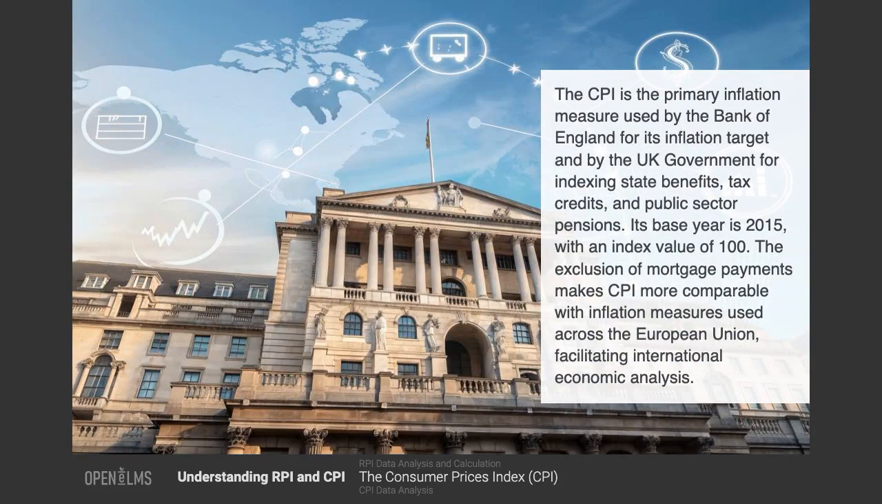The CPI is the primary inflation measure used by the Bank of England for its inflation target, and by the UK government for indexing state benefits, tax credits, and public sector pensions. Its base year is 2015, with an index value of 100. The exclusion of mortgage payments makes CPI more comparable with inflation measures used across the European Union, facilitating international economic analysis.